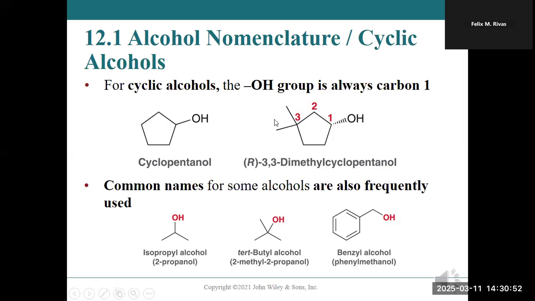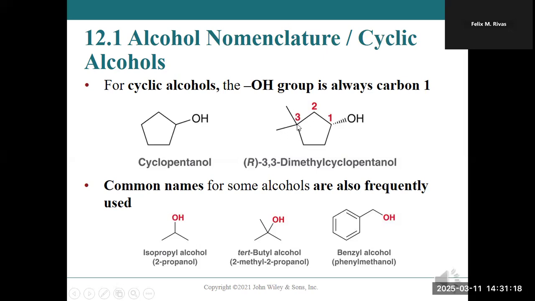Here's an example of an actual molecule being named. Here we started with the number one where the OH is located, and then we go 1, 2, 3. If we were going to continue numbering, it would be 4 and 5. And the alcohol is given carbon number one, but notice this is cyclopentanol. We did not put the one in front of cyclo because it's assumed it's always one. We do need to indicate the location of the methyl group.